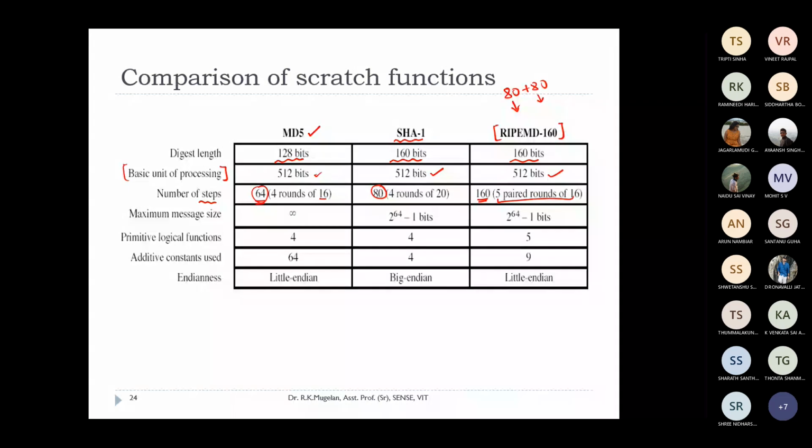And here the maximum supported message size. Okay, MD5 is pushed for infinite length, whereas SHA1 we have a limitation up to 2 power 64 minus 1. Same for this one. And primitive logic functions.